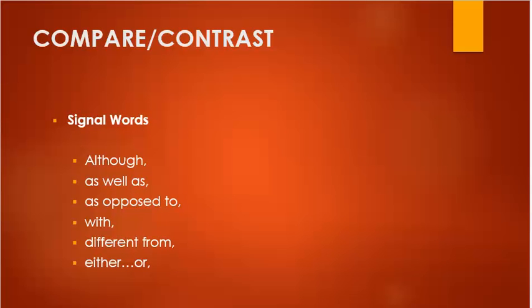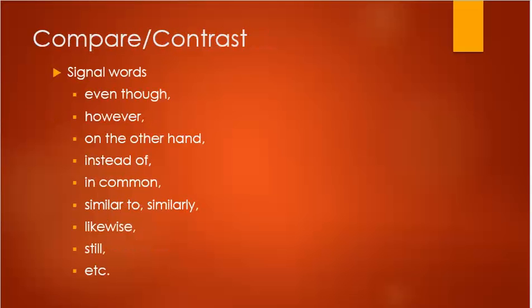There are lots of signal words when you're reading, or as we like to call them in writing, transition words: although, as well as, opposed to, with, different from, either, or, even though, however, on the other hand, instead of, in common, similar to, similarly, likewise, still, and etc. These words should be familiar from what we've done with writing. Some of these words show comparison, some show contrast.